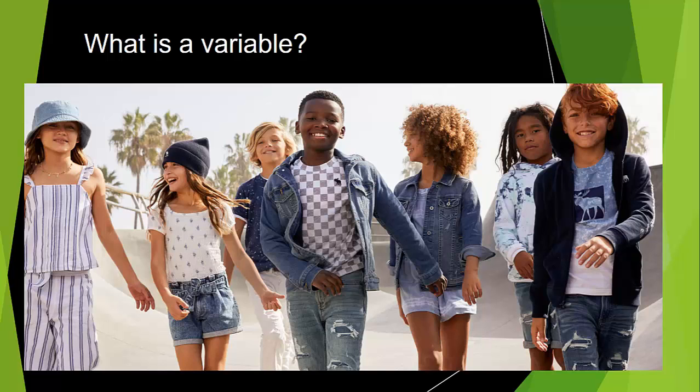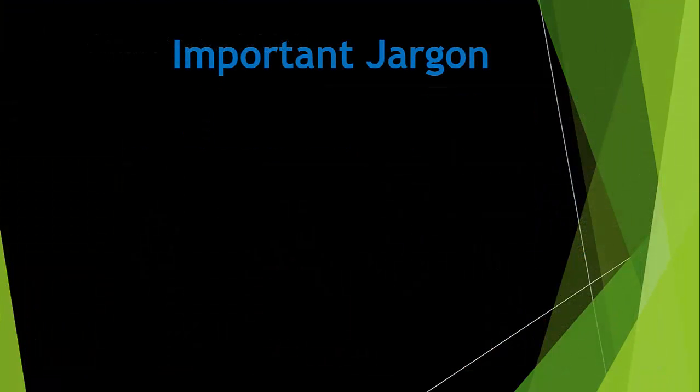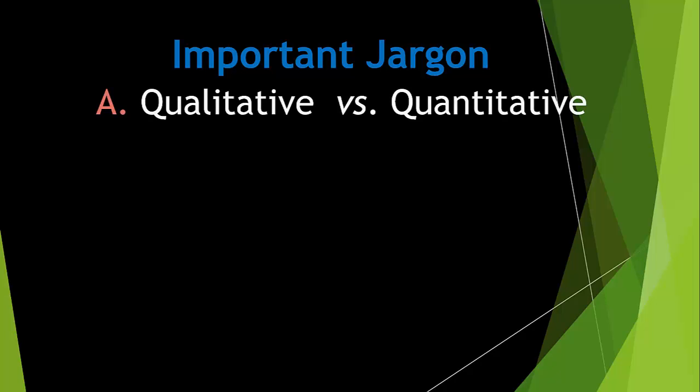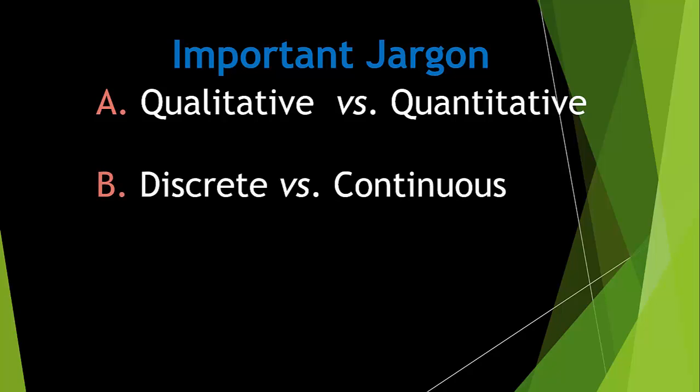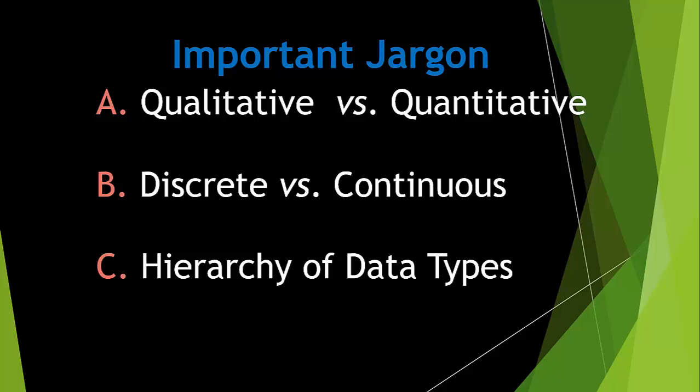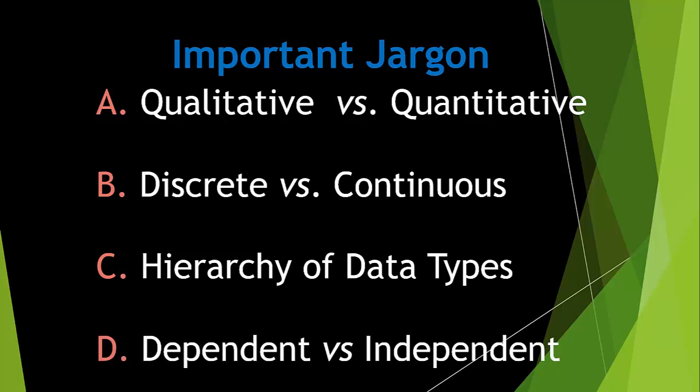That's what makes it both interesting and a challenge to describe and to explain when we look at differences in those variables when we perform some sort of intervention. Now there are four important pairings of jargon I want to explore. Qualitative versus quantitative data or characteristics, discrete versus continuous data. I also want to explore something known as the hierarchy of data types. And finally, I want to explain dependent versus independent variables. We'll take these one at a time.